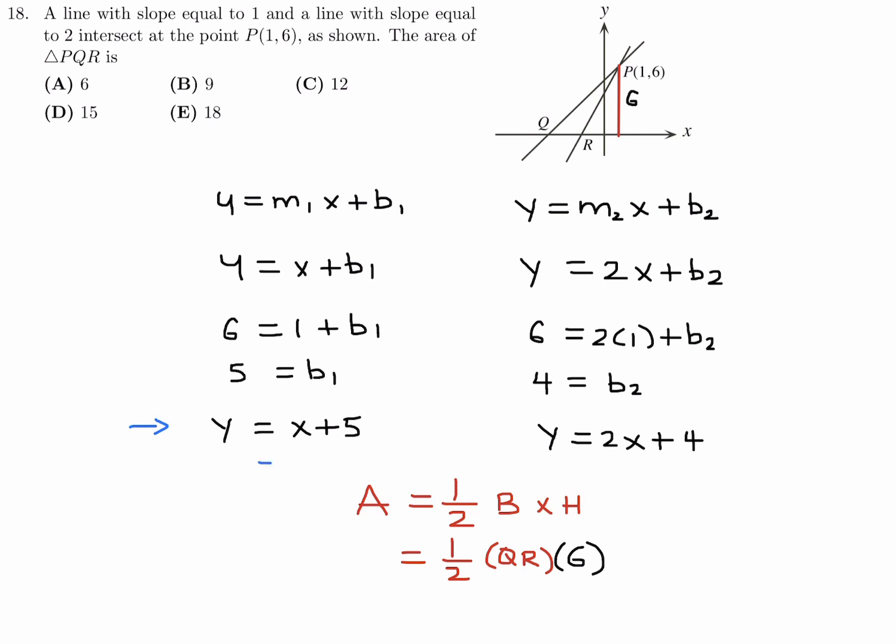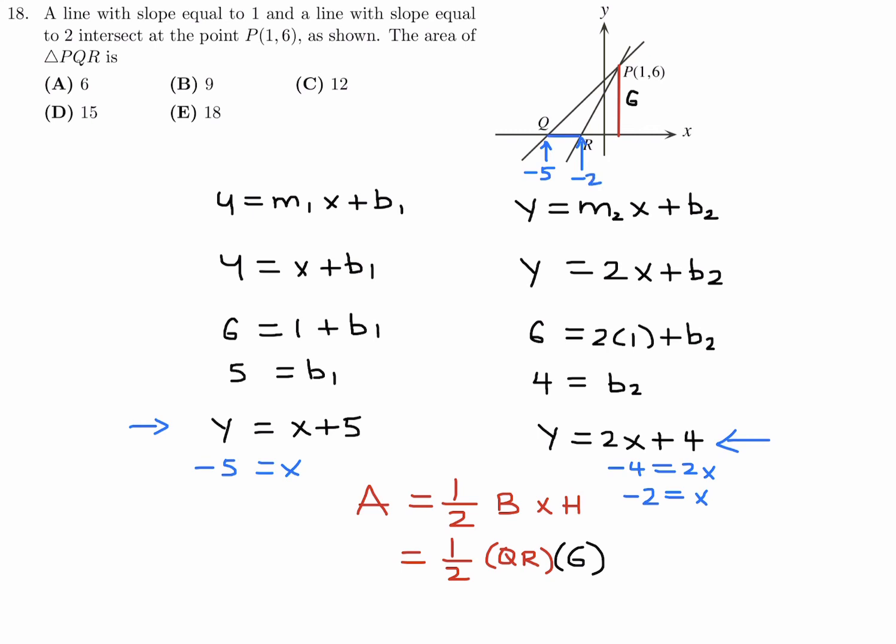Setting y equal to 0 there, we get x equal to -5. So this is going to be -5 right here. Setting y equal to 0 on this guy gives me negative 4 is equal to 2x, so that means x is equal to negative 2. So that means this point right here is negative 2.